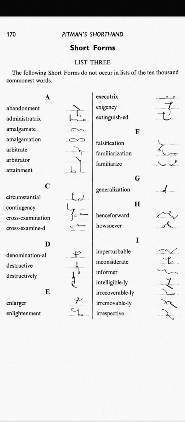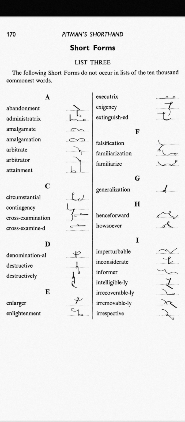Inconsiderate, N stroke above the line, S circle, D on the line, upward R is halved here. Informer, N stroke above the line, F stroke on the line, M stroke with R hook on the line. Intelligible, intelligibly, N stroke halved here, J stroke on the line, BL stroke through the line.